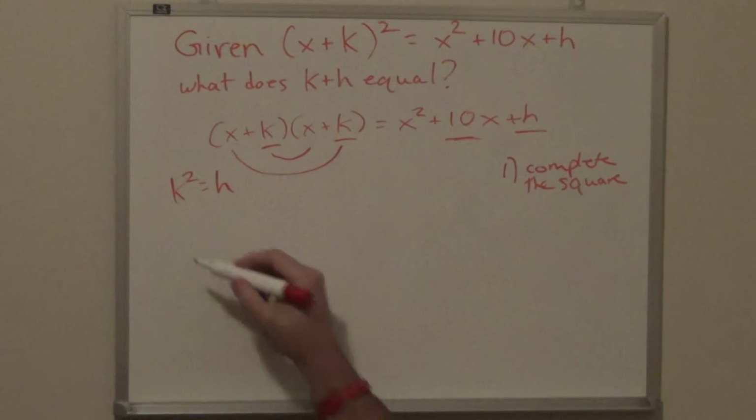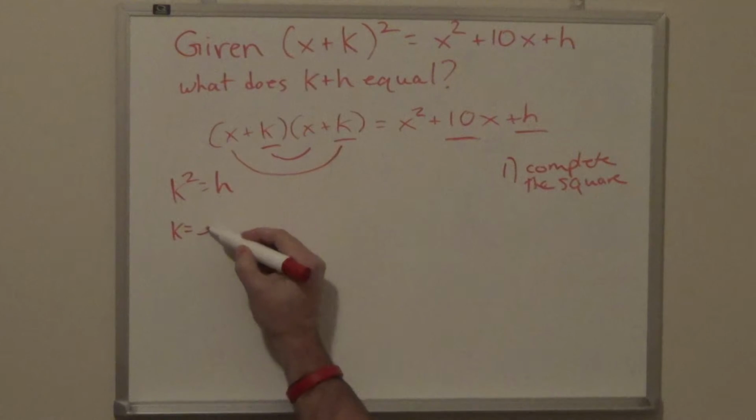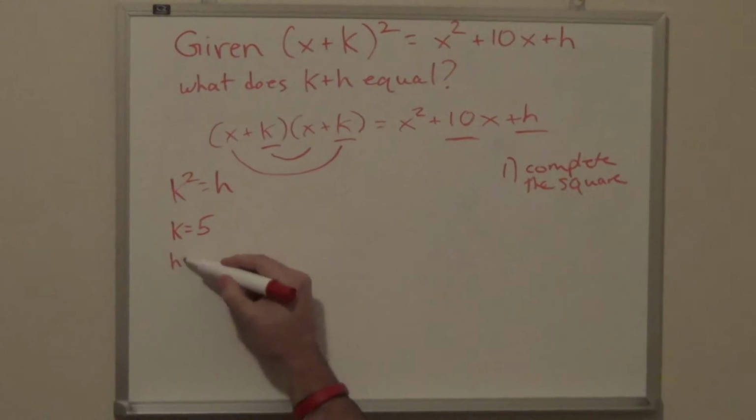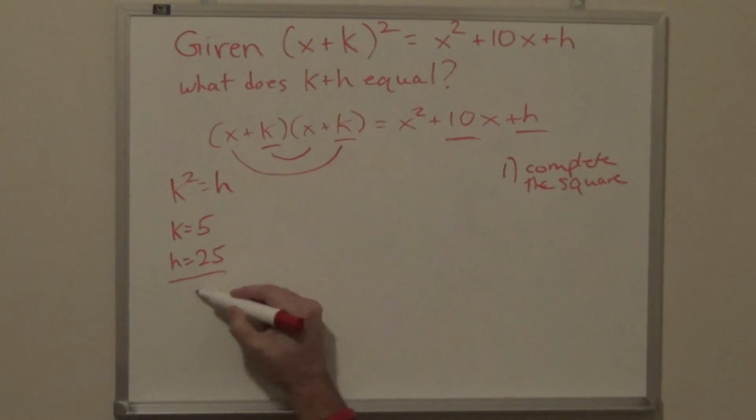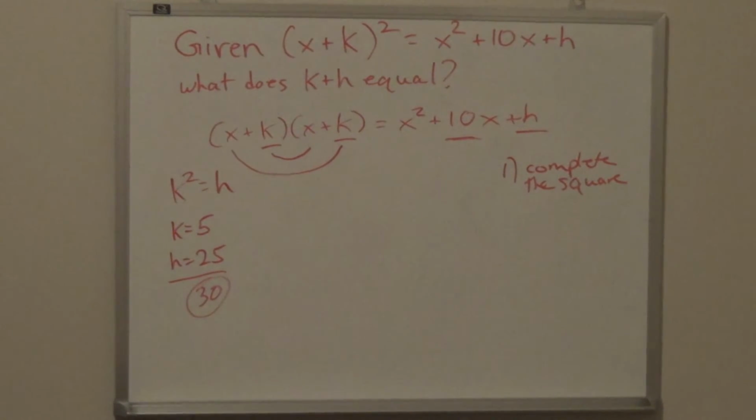Pretty sure we can determine that k then is just going to be 5, and if we square that, we would get h to be 25, right, which would give us 30. That's one way to look at it. That is the correct answer.